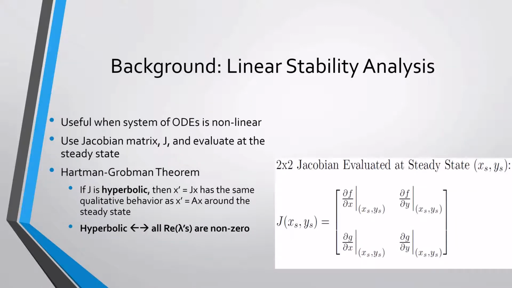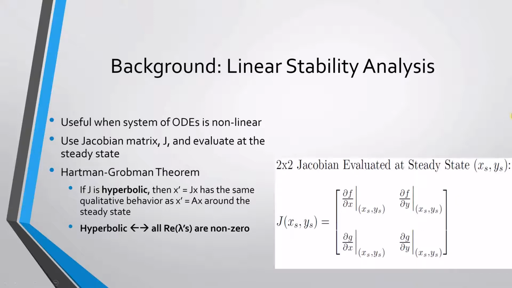While now having the tools needed to analyze a linear and autonomous ODE system, what happens when we have a nonlinear system? Well, in this case, we would have to use linear stability analysis. One form of linear stability analysis is using a special matrix called the Jacobian matrix. We can use the Jacobian matrix, J, and evaluate the matrix at our steady state. The elements of the Jacobian matrix are given by the partials of each function with respect to each of its variables across the rows, as illustrated in this diagram.